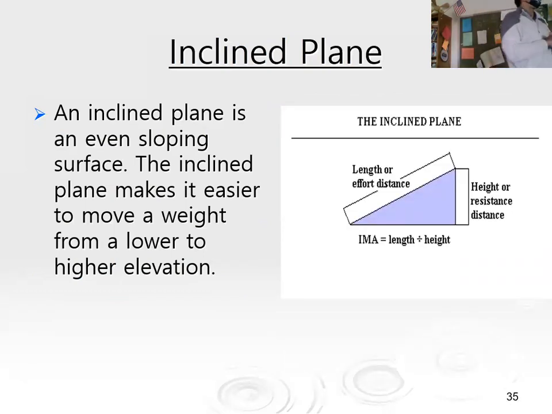An inclined plane is a sloping surface. It makes it easier to move a weight from a lower to higher elevation. Once again, it cannot increase the amount of work done. It just makes it easier. IMA is the length of the effort arm divided by the height. We know this. It's easier to walk up.